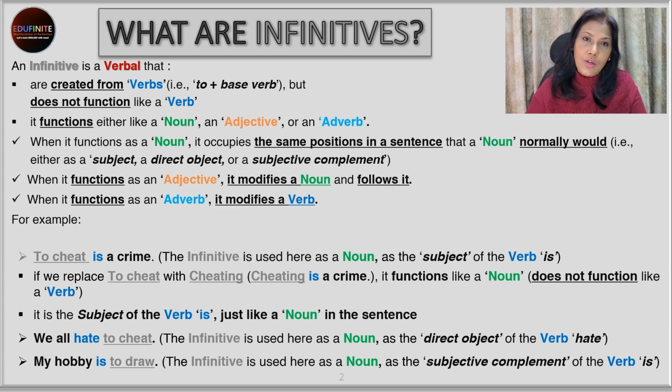And how is it functioning over here? Well, over here, what is it doing? It is the subjective complement of the verb is. That means we are trying to express my hobby is what? To draw. So that's the subjective complement of the verb is. So hence, to draw, this infinitive is functioning as a noun.